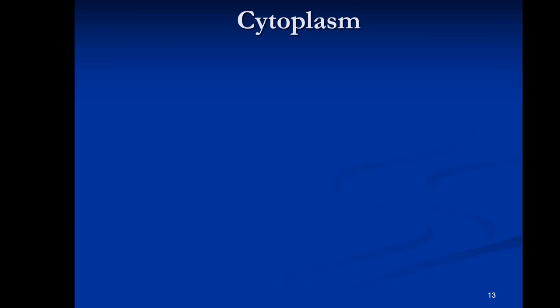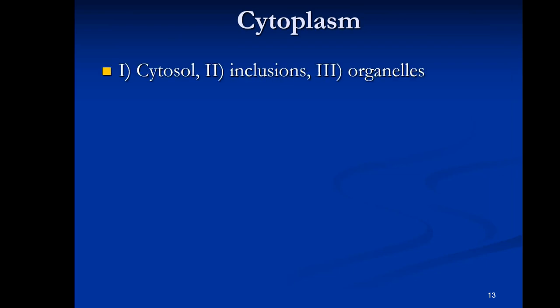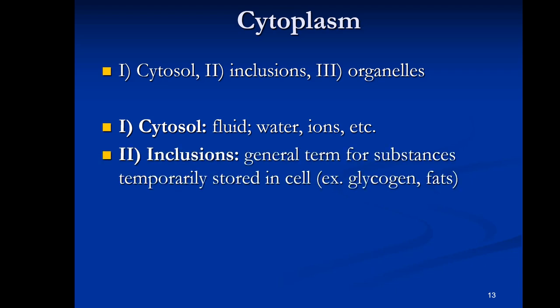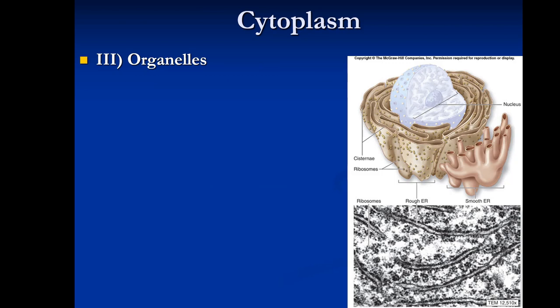All right, so that's it for the cell membrane. So let's move on to the cytoplasm. Remember, the cytoplasm had three major parts: the cytosol, which is mostly fluid, inclusions, which is just anything inside the cell other than cytosol or organelles, and then organelles. So the cytosol is basically the fluid. The inclusions, basically anything temporarily stored in the cell, like carbohydrates as glycogen or fats. Could be a pigment, giving a cell a certain color, like in the skin. And then organelles are the structures where we're going to spend most of the time.